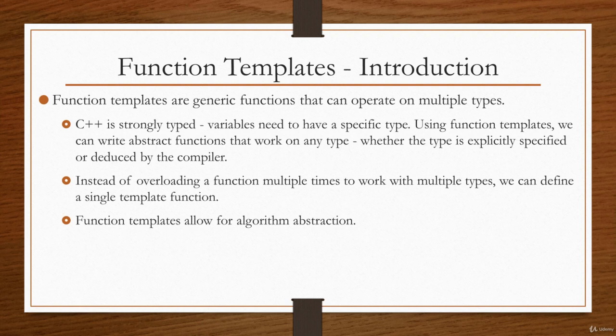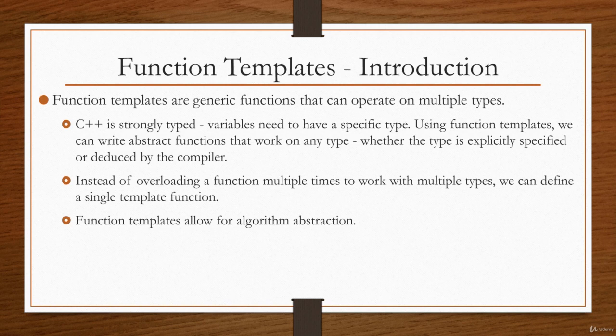C++ is a strongly typed language, right? So variables need to have a specific type. You cannot just have variable x and variable y. X and y need to have a type, so x could be an int, y could be a float. And by using function templates, we can write abstract functions that work on any type, whether the type is explicitly specified by the programmer when calling the function or deduced by the compiler.